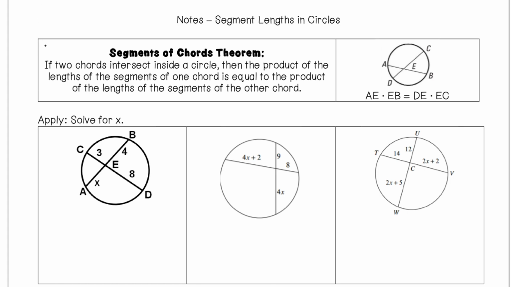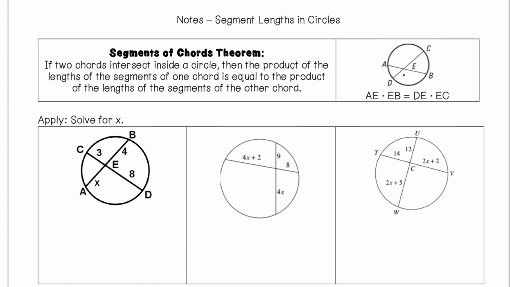In this video, I'll be going over our notes on segment lengths in circles. The first theorem that we're looking at is called the Segments of Chords theorem. It states that if two chords intersect inside a circle, then the product of the lengths of the segments of one chord is equal to the product of the lengths of the segments of another chord.